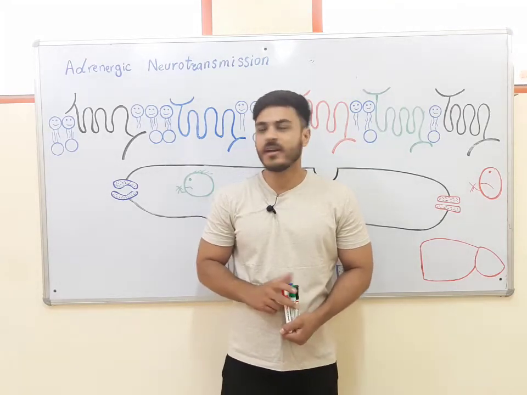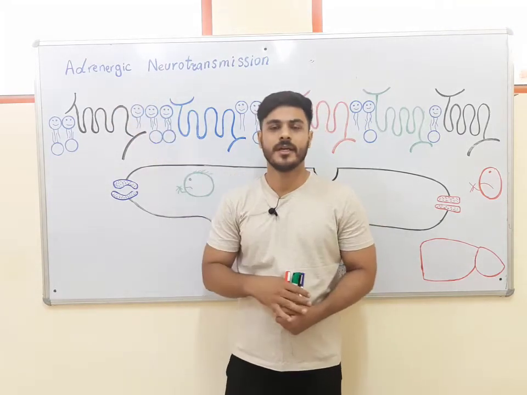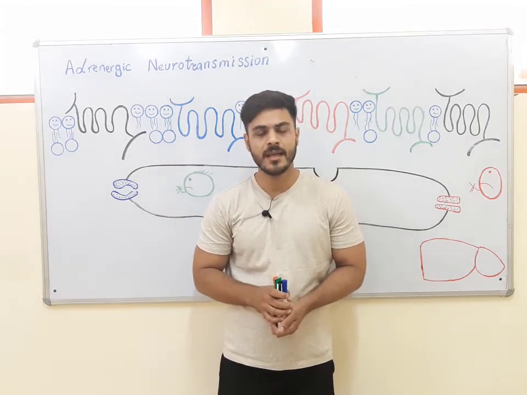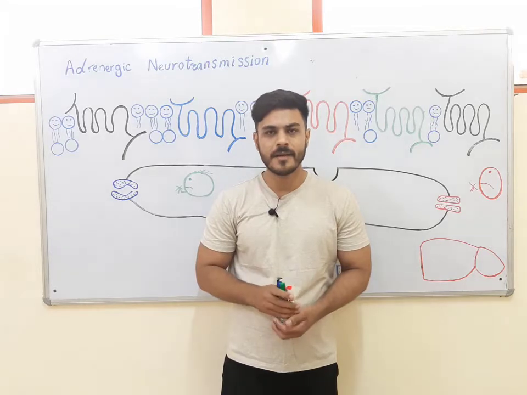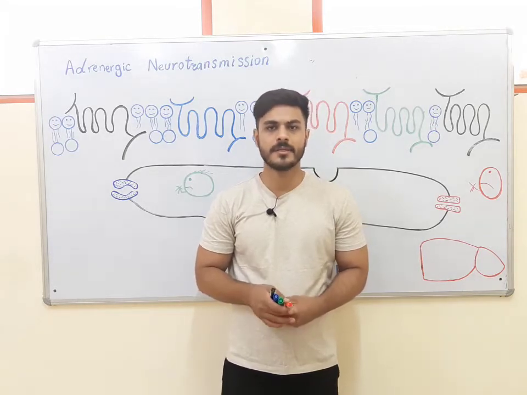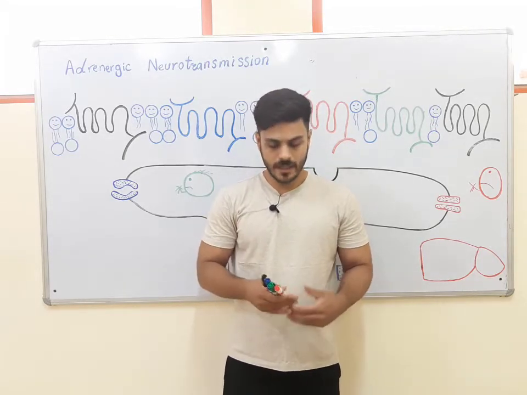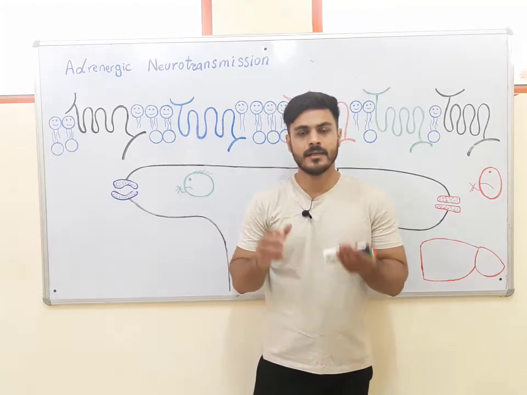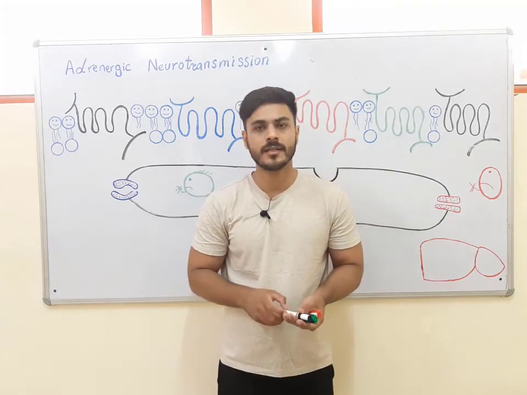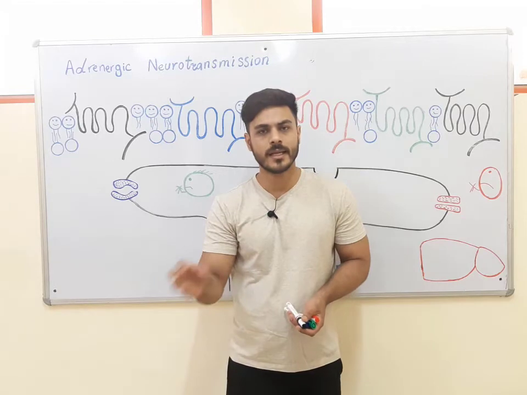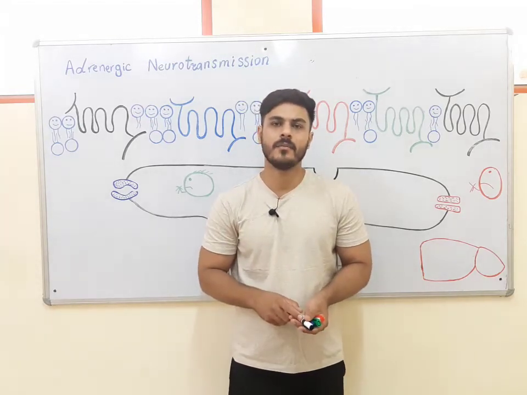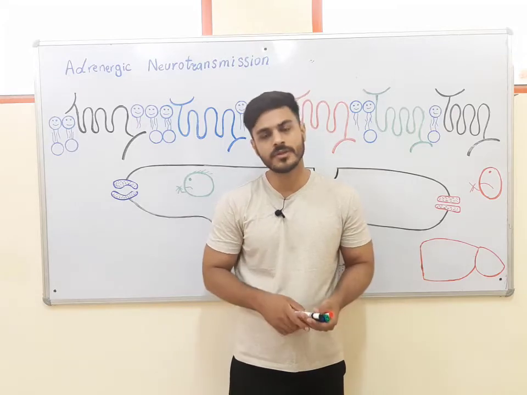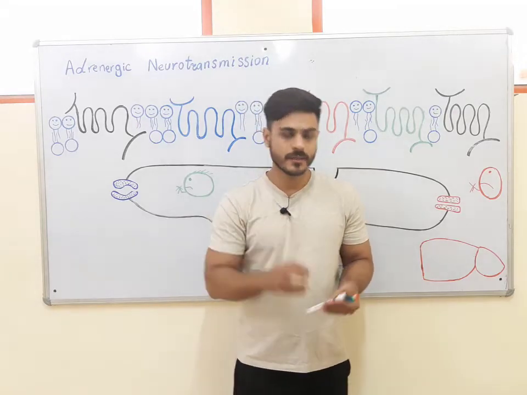Today we are going to talk about adrenergic neurotransmission, which is only restricted to sympathetic fibers or adrenergic fibers. These fibers can release signal molecules, which are adrenaline, noradrenaline, and dopamine. By releasing these signaling molecules, or we can say neurotransmitters, they can affect target organs.